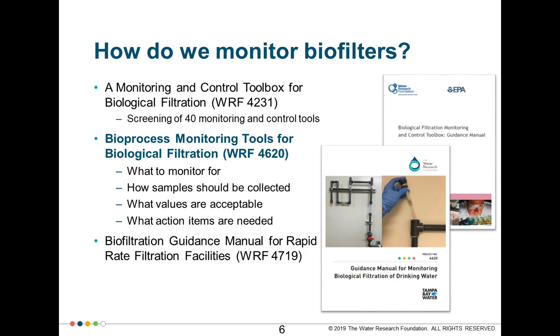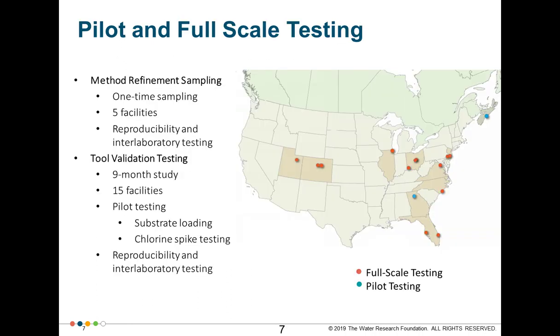And the results from this project are being integrated with other Water Research Foundation projects like the Biofiltration Guidance Manual for Rapid Rate Filtration Facilities. This is a project that's currently underway, and the final deliverable for that project will also feed into the manual of practice that the AWWA Biological Drinking Water Treatment Committee is developing for biological filtration. So there are multiple different efforts going on, but we're all collaborating together to provide a robust evaluation of and recommendations on how biofiltration should be monitored and managed.